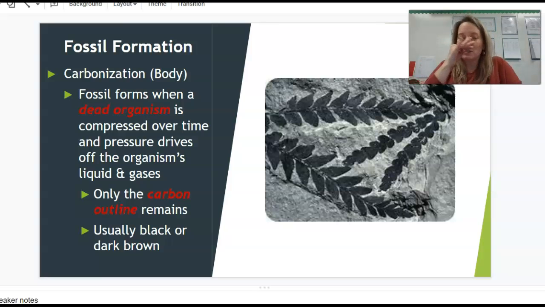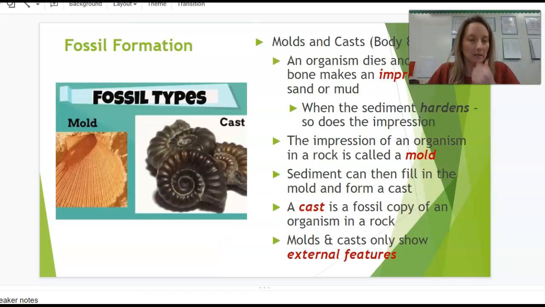Okay, and so eventually all that's left after that intense, and we're talking intense pressurization, is that carbon outline. Okay, and it's usually kind of black or brown. And you see that outline in rock, like the picture there of that plant material. That's a carbon outline of a plant that over millions of years was just pressed and pressed into that rock between layers of rock. All right.